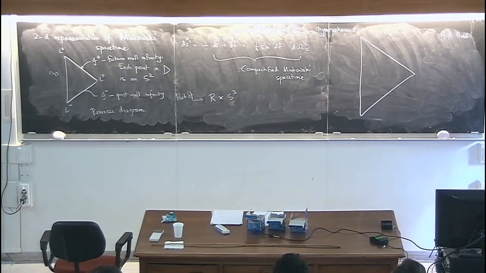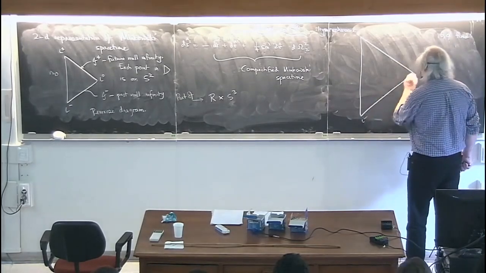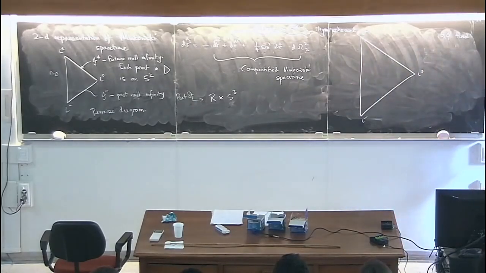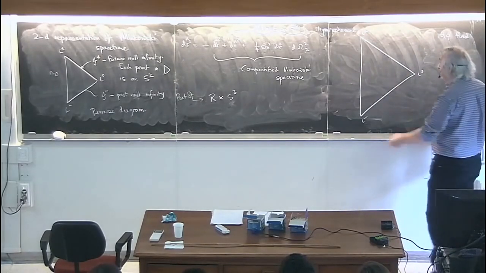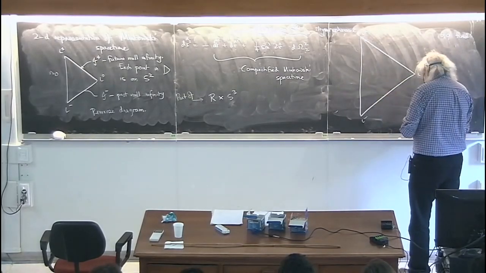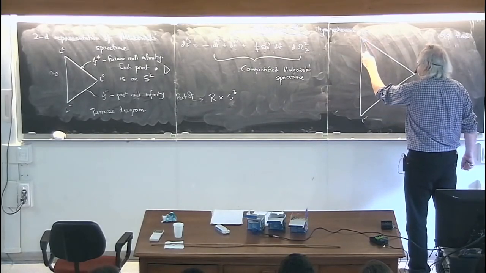So let's look first of all at time-like geodesics in this picture. All time-like geodesics start at I minus and end at I plus. So that here is a collection of time-like geodesics which correspond to r equals a constant.